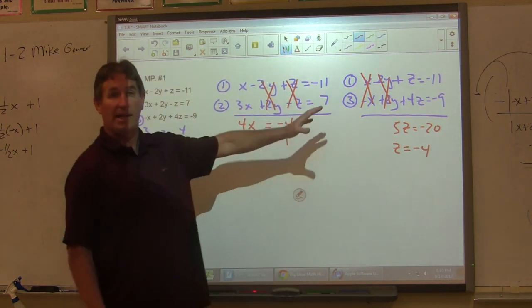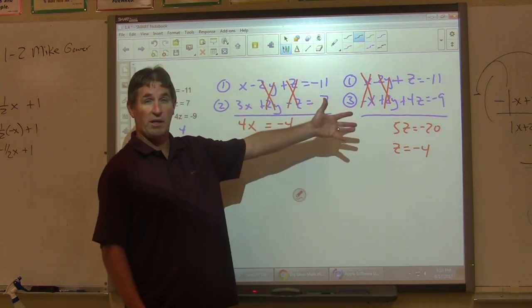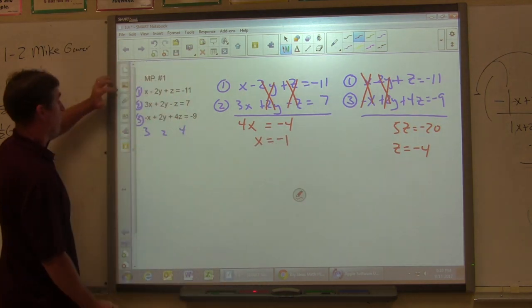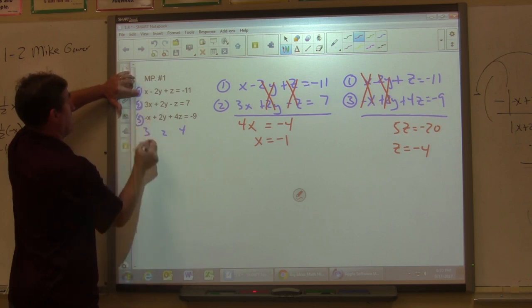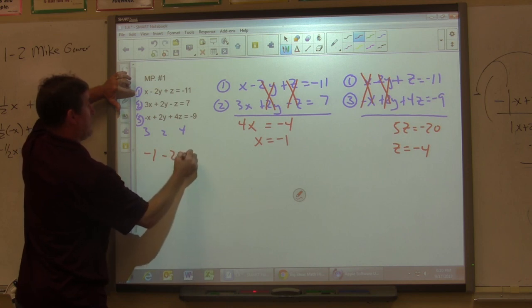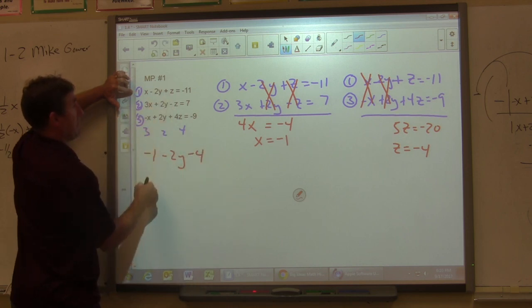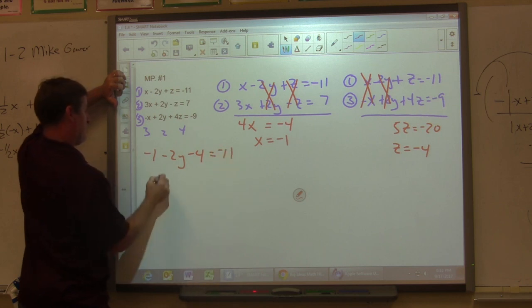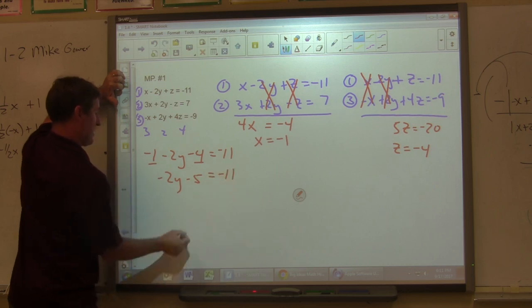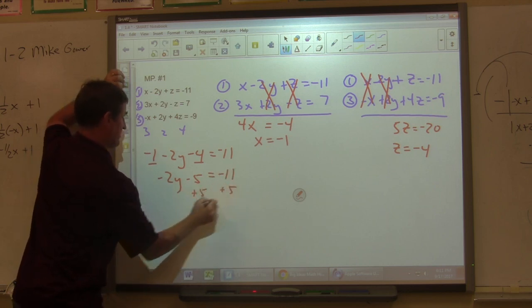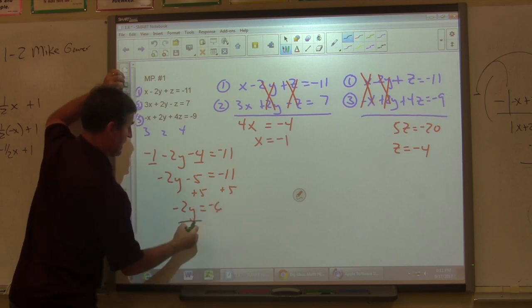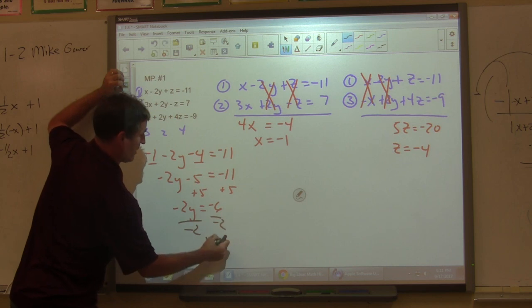So a little bit different, we didn't end up with 2 equations with 2 variables like we did on the other examples. So now that we've got x and z, we can just plug those back in and solve for y. And again, you can do this in any one. I'm going to take number 1. So -1 minus 2y minus 4 plus z would be -4 equals -11. Combine like terms, we get -5. I'm going to add 5. So -2y equals -6. Divide by -2. And so we get y equals 3.